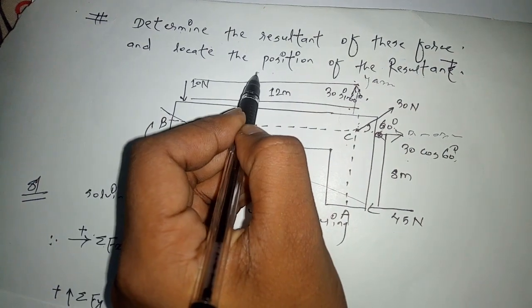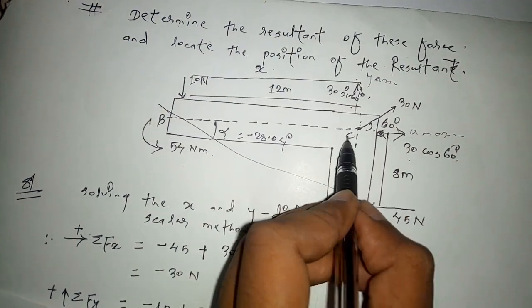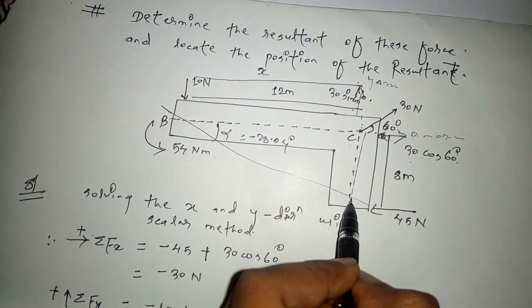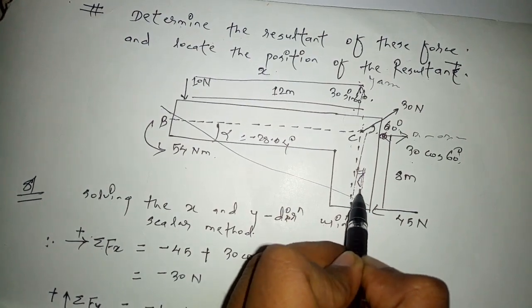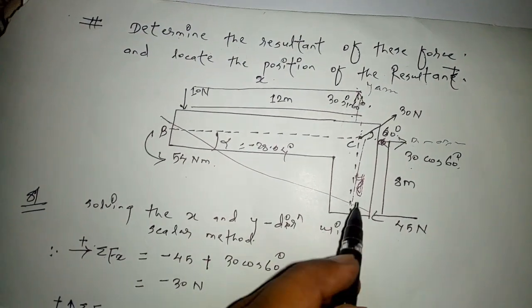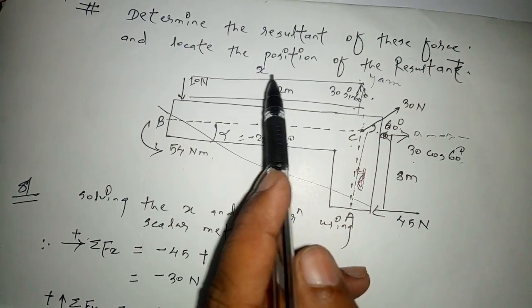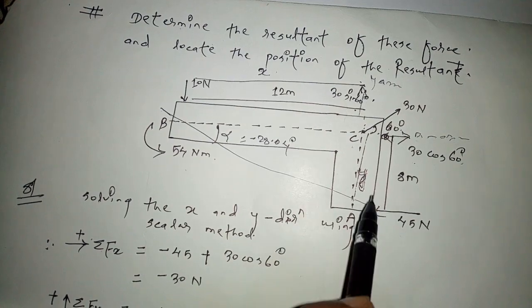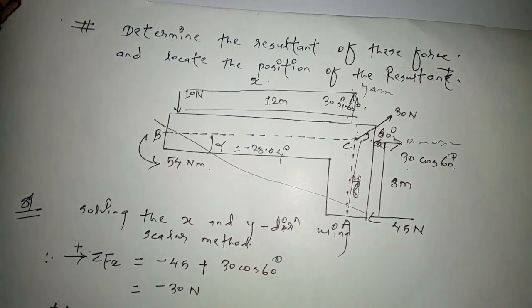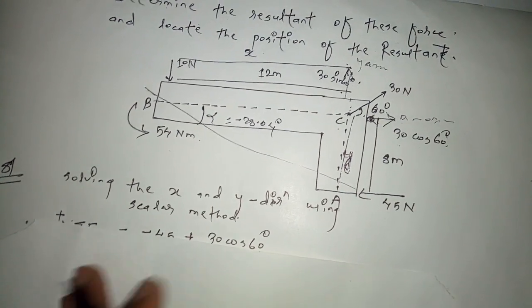Look here guys, the resultant is acting at x meter from the axis and y meter vertically downward from the axis. So we have to find out the position of the resultant. So we have to first determine the value of x and y.